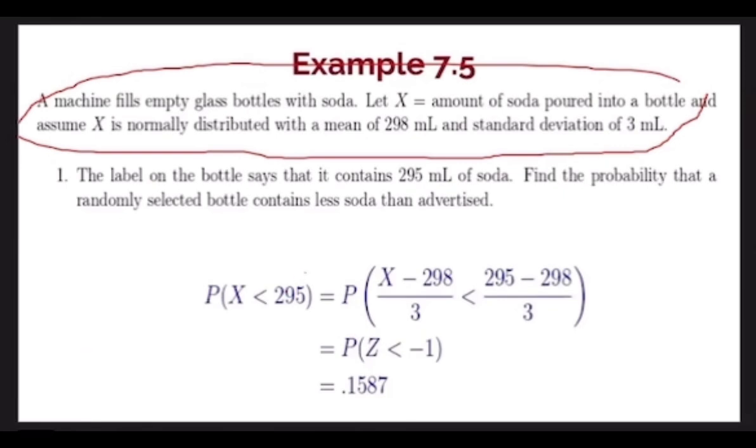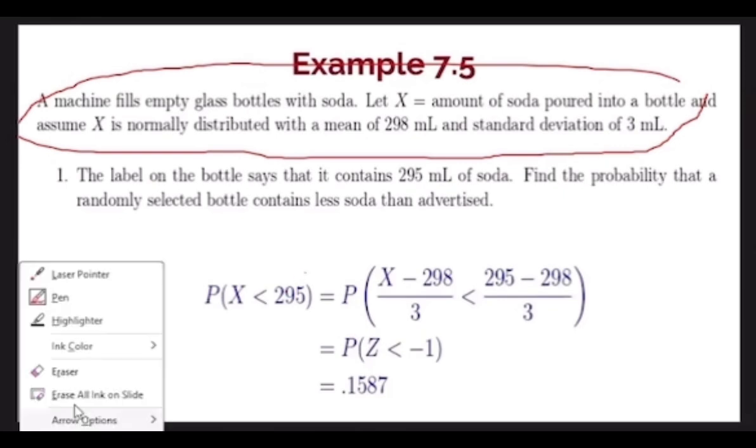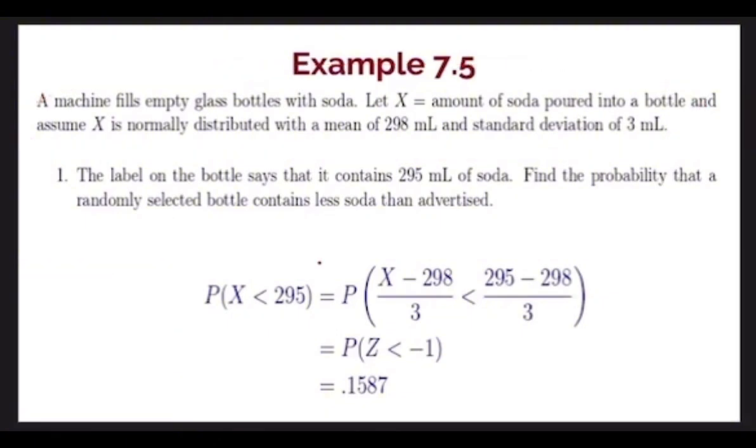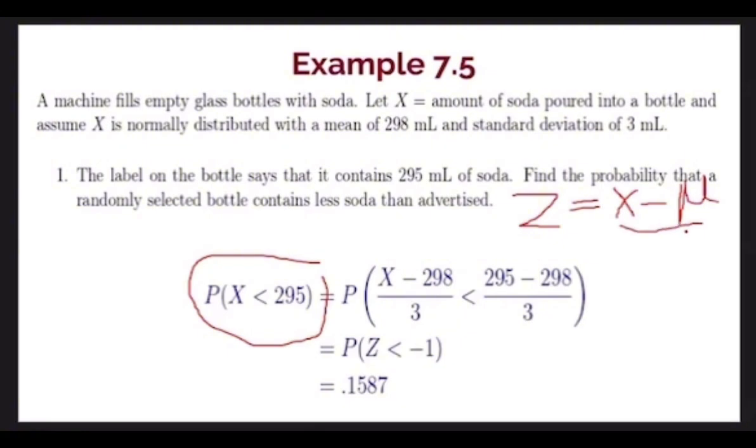Mathematically speaking, I can interpret that as the probability of S less than 295. Then I'm going to do my standardization. The formula for standardization that I'm going to use for an individual is Z equals X minus mu divided by the standard deviation. This is for the individual one, and that's exactly what I'm applying here.